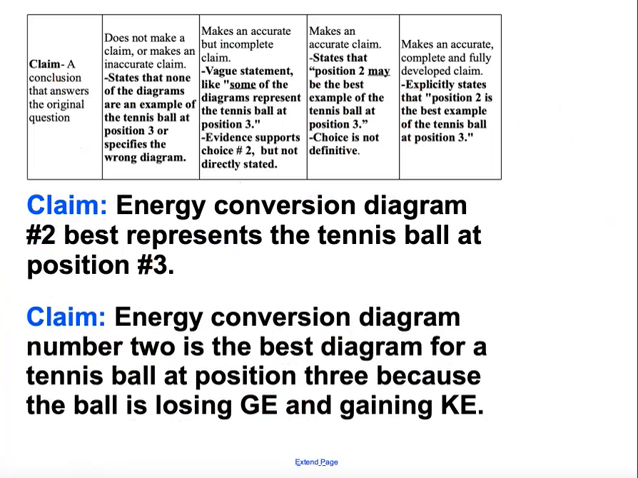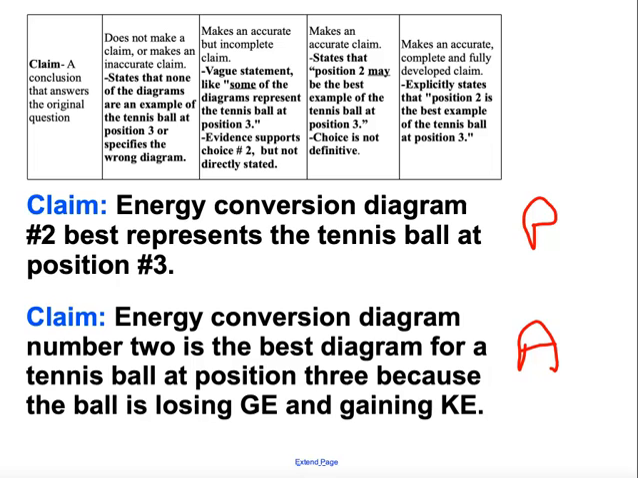So now if we look at the claim, here's a good claim: energy conversion diagram number 2 best represents tennis ball position 3. Great. Or you can say energy conversion diagram number 2 is the best diagram for tennis ball position 3 because the ball is losing GE and gaining KE. Differences between these: a good proficient score, a good advanced score.